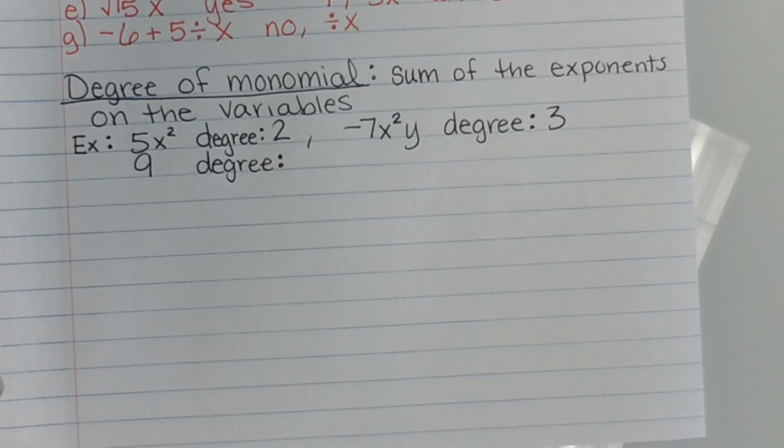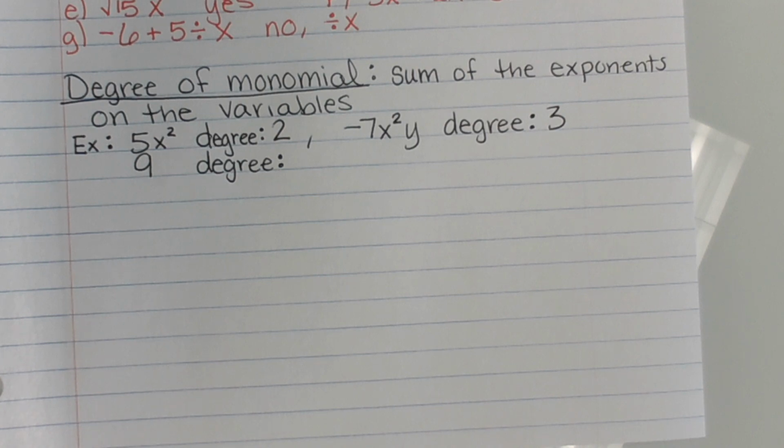This is also a monomial, just the number 9. How many variables does it have? 0. It doesn't currently have any variables on it. What would its degree be? 0.